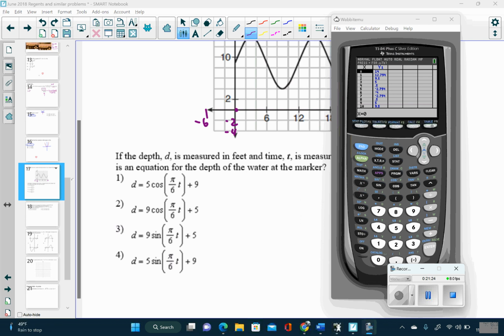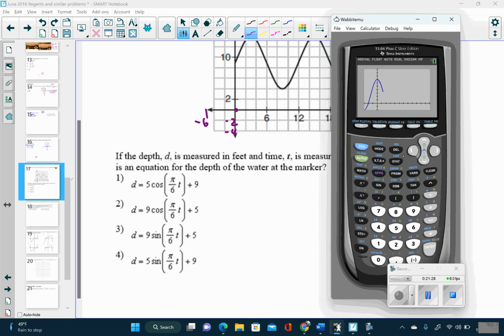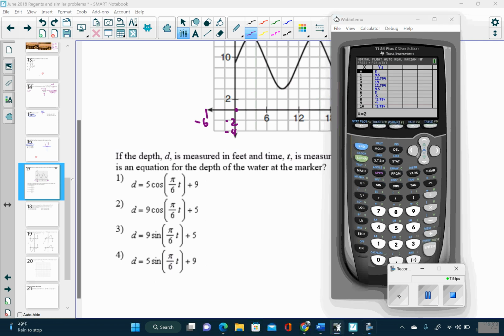Second one didn't match either. This is what I get when I graph it, the 9 cosine pi over 6x plus 5, right? I can automatically see that that does not look the same. This is the third one. This one crosses at 0, 5, 2, 4, 5. Nope, that doesn't match. So now I'm going to do the last.